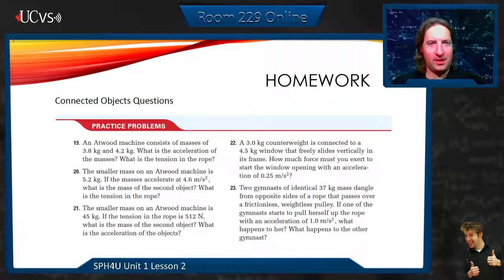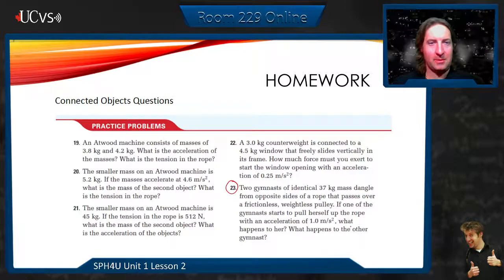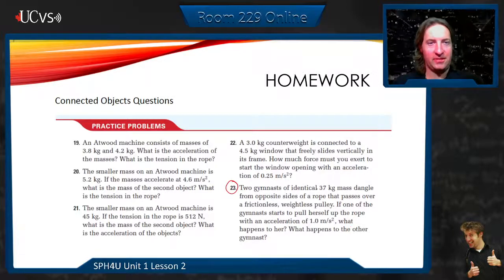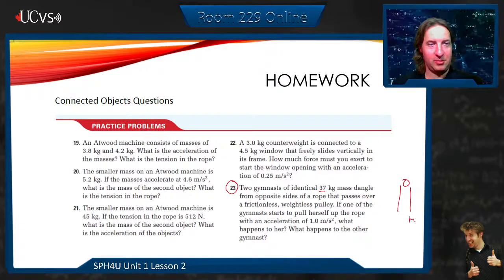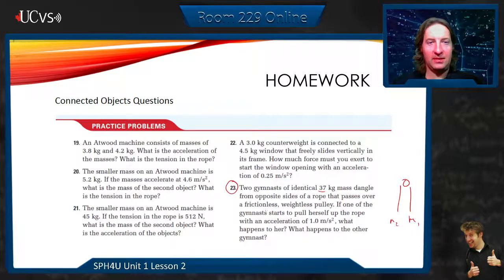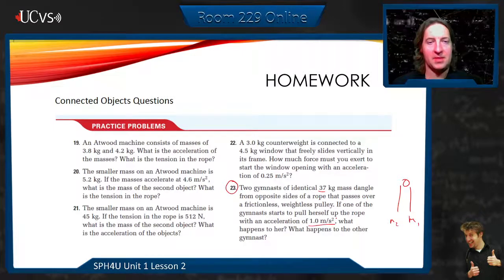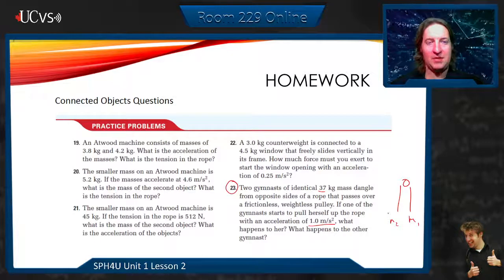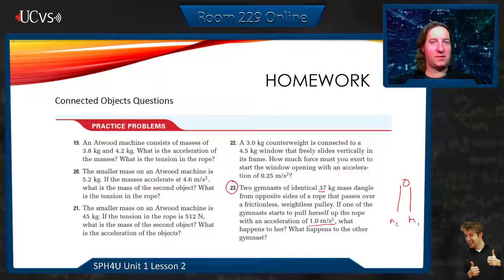Now, 23, though, is a little bit different. 23 is more of a conceptual problem. So we have two gymnasts. They both weigh exactly the same, and they're on a pulley. So they're both M1, M2, right? What happens if one of the gymnasts starts to pull herself up on the rope with an acceleration of 1 meter per second squared? What happens to her, and what happens to the other gymnast? So what happens if one girl pulls on the string? How's that going to affect the whole system?